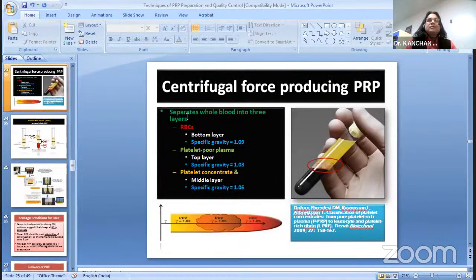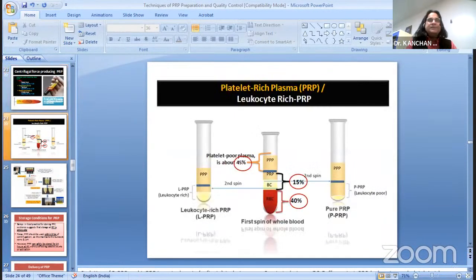During centrifugation, RBCs come to the bottom layer because their specific gravity is 1.09. Platelet-poor plasma is in the top layer because its specific gravity is 1.03. Platelet concentrate is the middle layer because its specific gravity is 1.06. This is what goes on inside the centrifuge, and you must know the mechanism of why there are different layers.